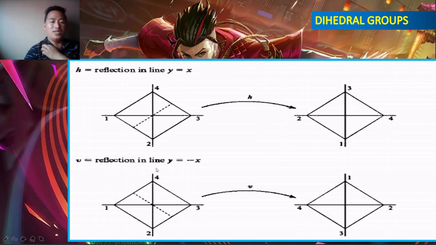Next class, reflection in the line y is equal to negative x. Earlier we did H, now V. So it is that line again. Okay. So here, class, 1 swaps with 4, then 3 swaps with 2. So they swap places. Actually, the square is flipped over. Earlier, we only rotated with the rotations R sub 0, R sub 1, R sub 2, R sub 3. So those are just rotations. But for these reflections, the square is flipped over. So the result is that 1 and 4 are swapped, and 3 and 2 are swapped.